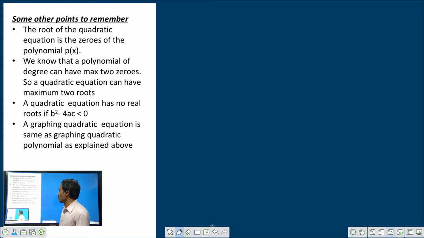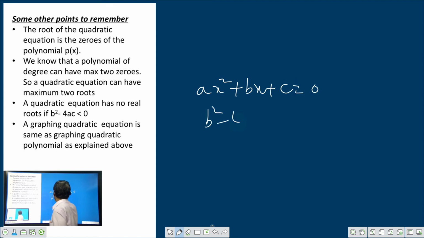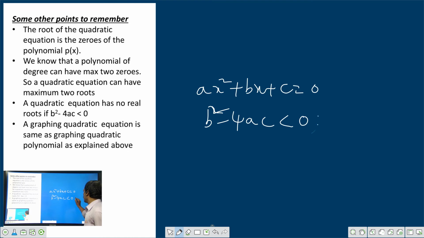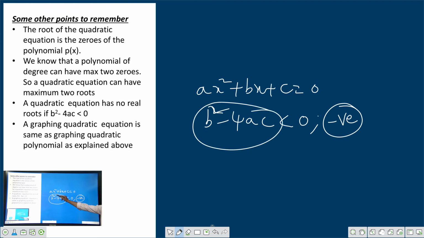A quadratic equation has no real roots when, see what it is saying here, this is our quadratic equation, ax square plus bx plus c is equal to 0. Something is given here: b square minus 4ac is less than 0. What does it mean? Less than 0 means we will get a negative value. If I calculate the value of b square minus 4ac in the given equation by substituting the values of a, b, c, and I get a negative value, say for example minus 10, minus 20, whatever it may be.